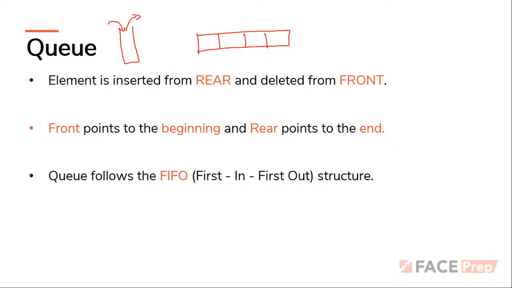An element is inserted from the rear end, in the sense the back end, and deleted from the front end. So insertion and deletion both happen at different ends, not at the same end. This follows the order called FIFO. Front points to the beginning and the rear points to the end. So queue follows the order of FIFO, first in, first out. The element which has been inserted first into the queue will be deleted first.